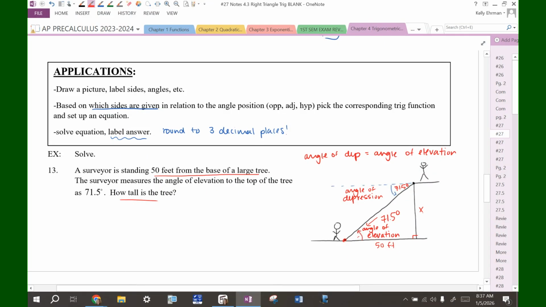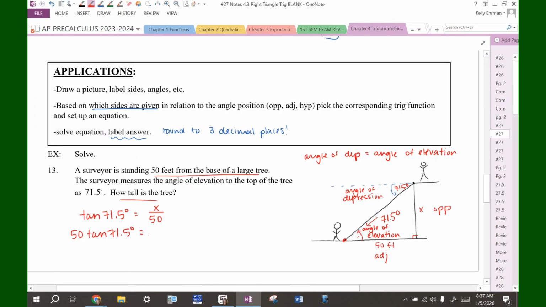So the height of the tree is the leg opposite 71.5, and the 50 feet is adjacent. So which trig function uses opposite and adjacent? That's tangent. So it would be like this. It's always tangent of the angle, but instead of theta, I know the angle is 71.5 degrees, equals opposite over adjacent. How do I solve this for x? Well, it's x divided by 50 right now, so I'm going to multiply the 50 over here.